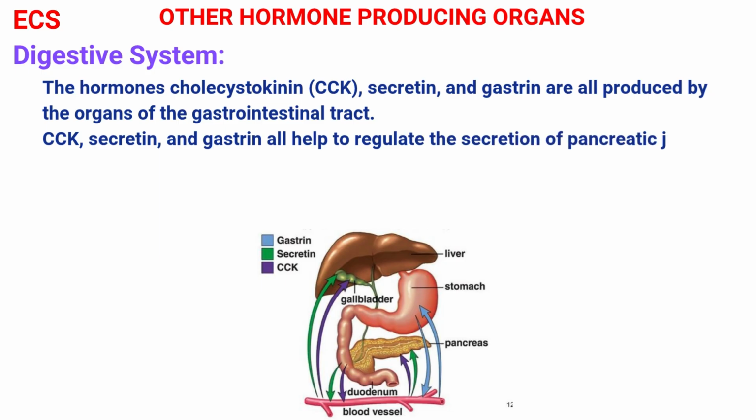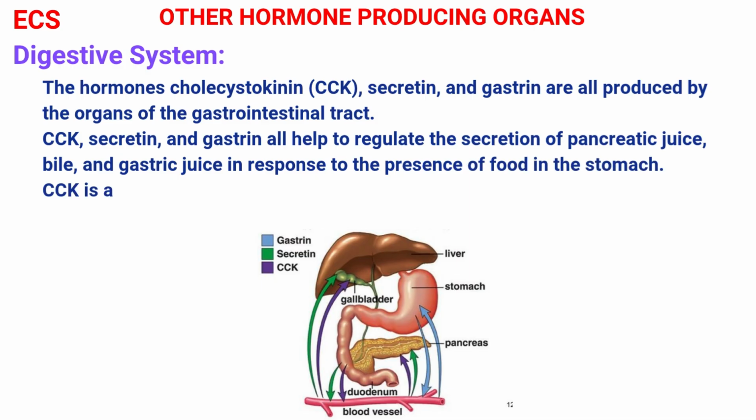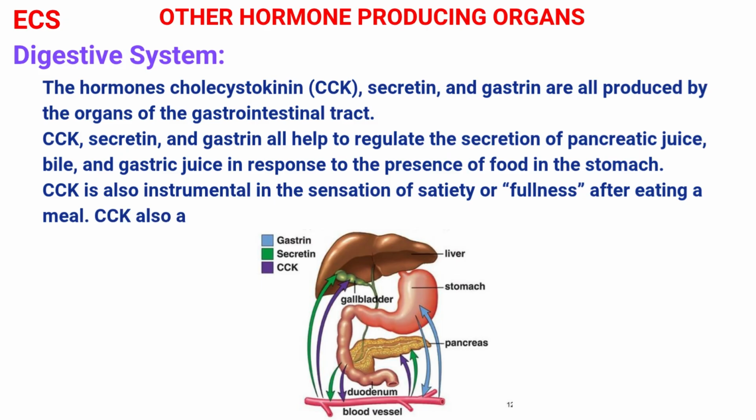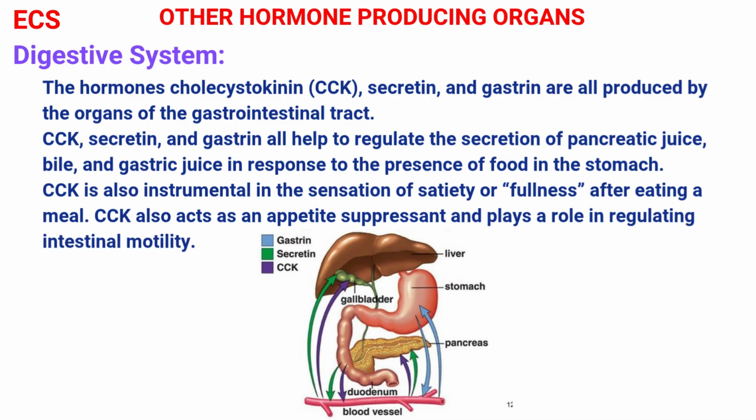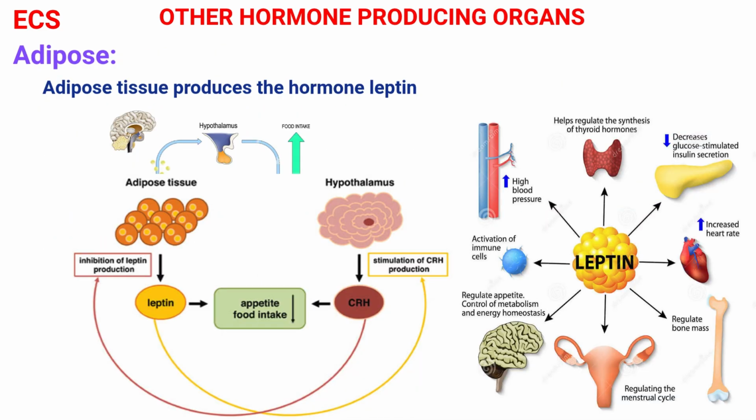These hormones help to regulate the secretion of pancreatic juice, bile, and gastric juice in response to the presence of food in the stomach. Cholecystokinin also acts as an appetite suppressant and plays a role in regulating intestinal motility. Adipose tissue produces the hormone leptin that is involved in the management of appetite and energy usage by the body. Leptin is produced at levels relative to the amount of adipose tissue in the body, allowing the brain to monitor the body's energy storage condition.